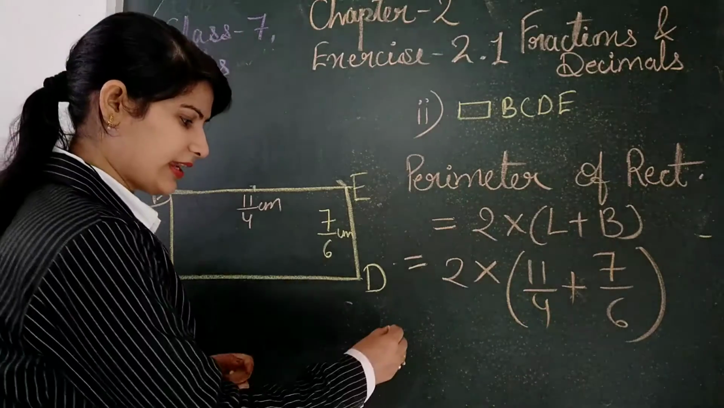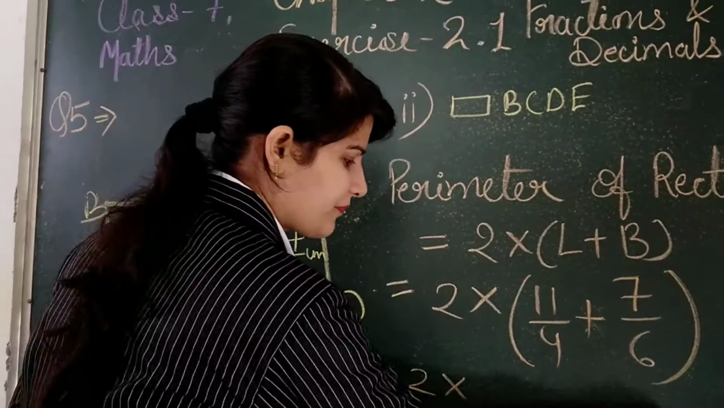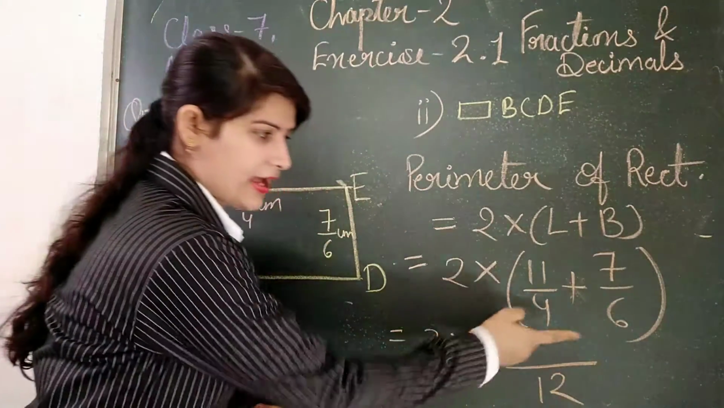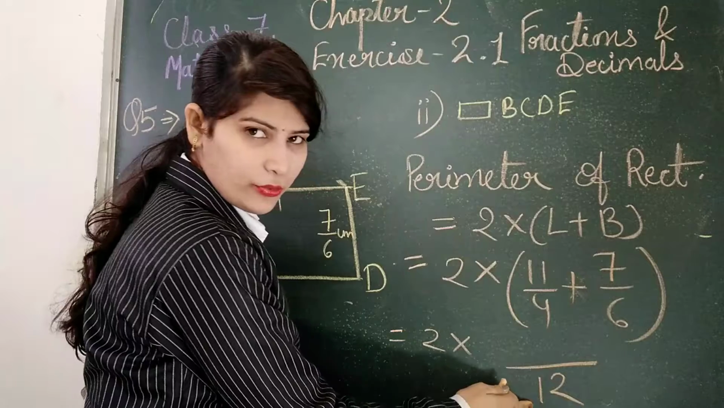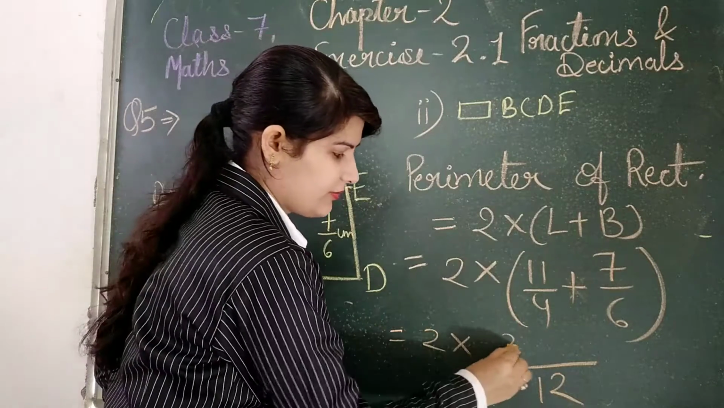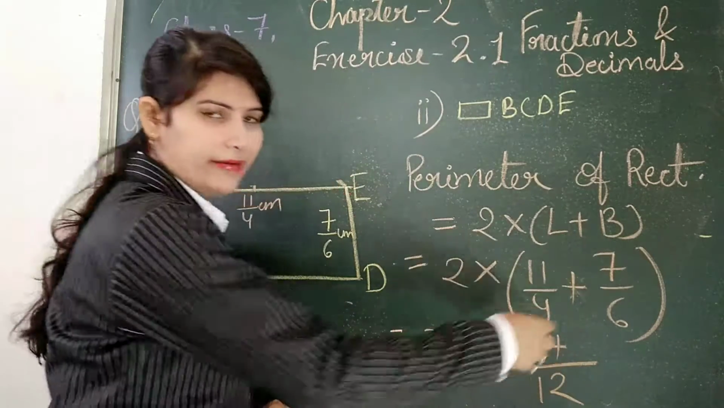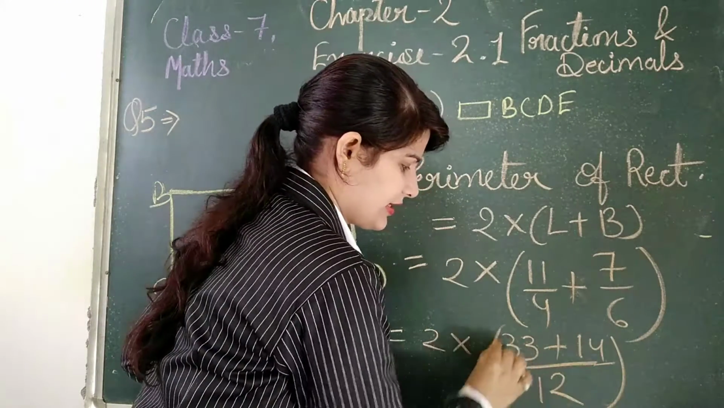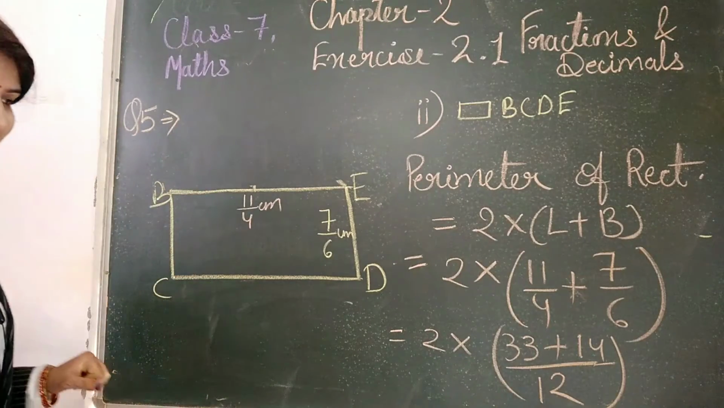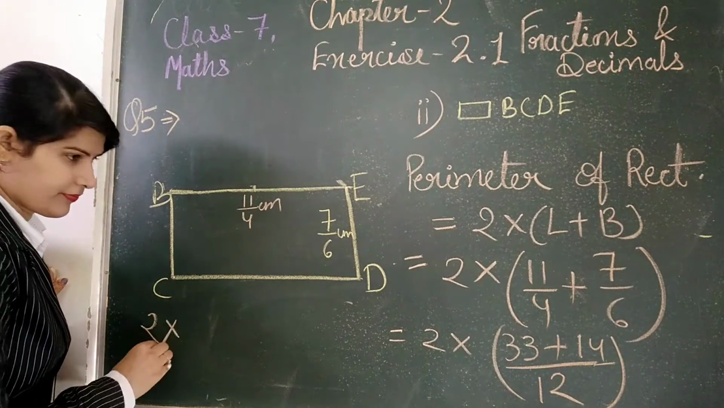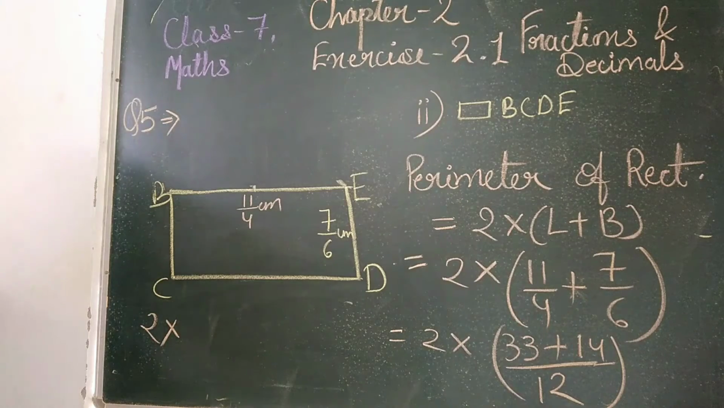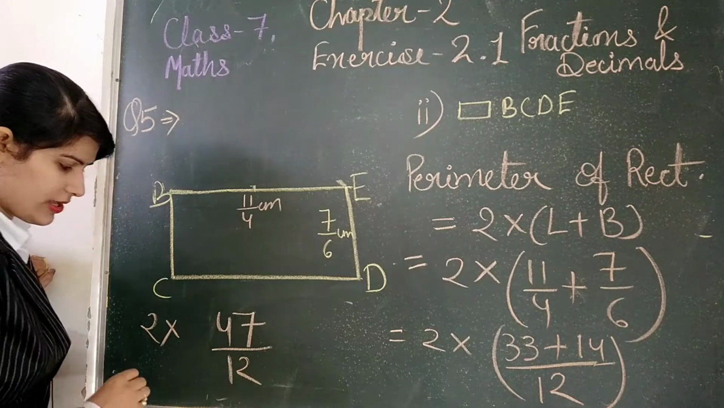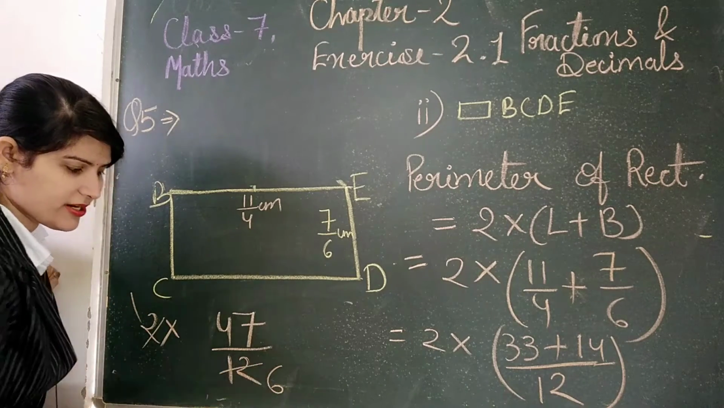Okay, now next is taking the LCM. By taking the LCM you will get 2 multiply, 4 and 6 LCM is 12. And 12 divided by 4 you will get 3, 33, plus 12 divided by 6 you will get 2, 2 sevens are 14, like this. Okay, now the next step is 33 plus 14 you will get 47 on 12. 2 ones are 2, 2 sixes are 12.